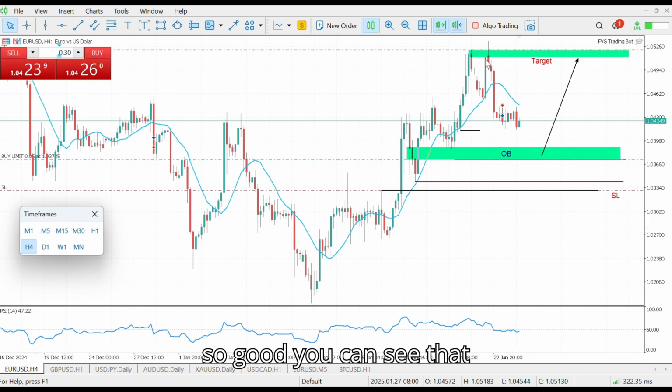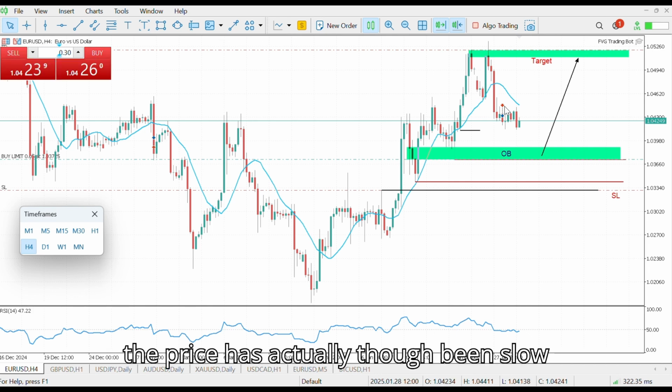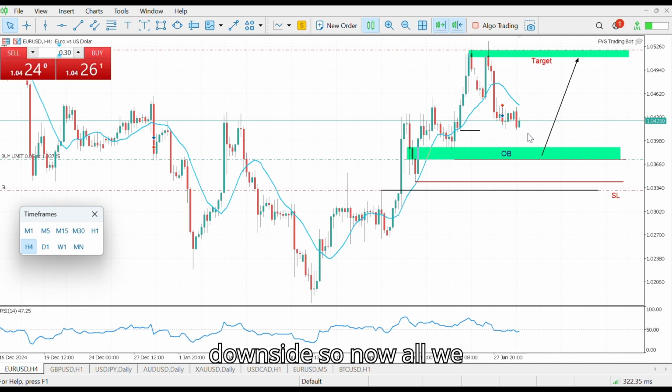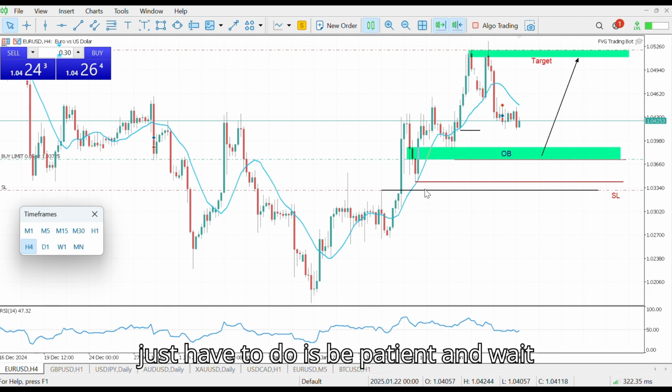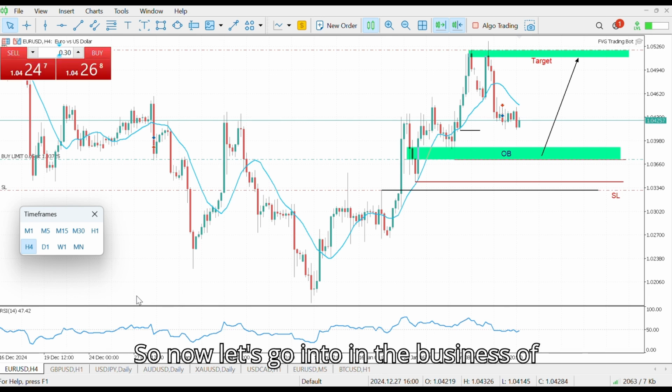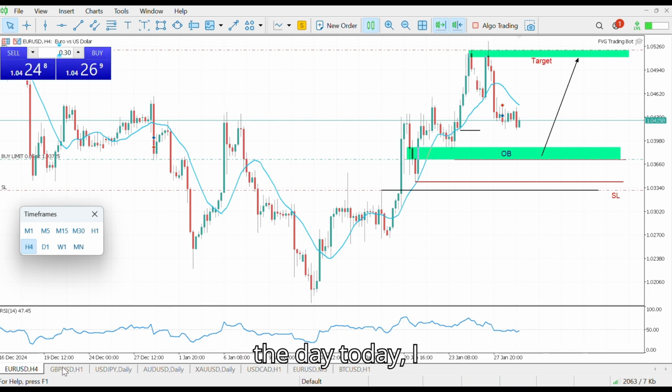So far so good. You can see that the price, though slow, is actually heading towards the downside. So now all we have to do is be patient and wait for it to play out. Now let's go into the business of the day.